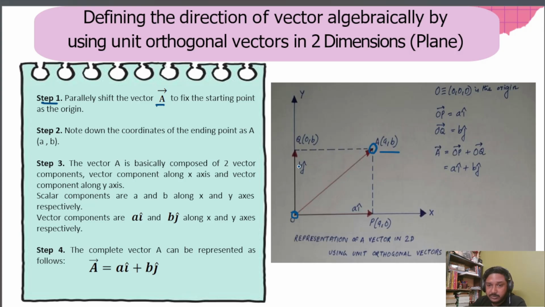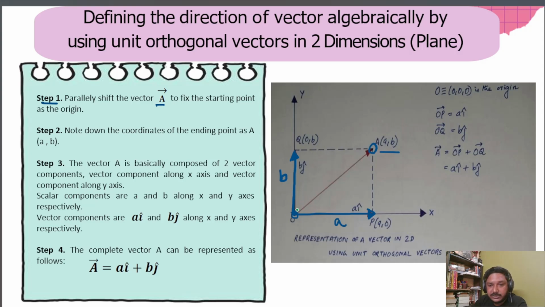Now we know here we have two axes, so there will be two scalar components and two vector components. The scalar component along x-axis is basically OP, this length. OP is the scalar component along x-axis, and the coordinate of that point will be a comma 0. So the length of this OP will be a. Similarly, the scalar component along y-axis will be this length OQ, as you can see on the screen, and the length of this OQ will be equal to b.